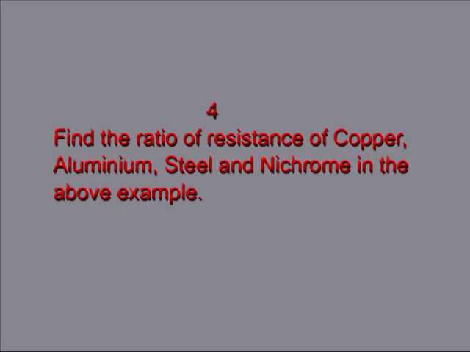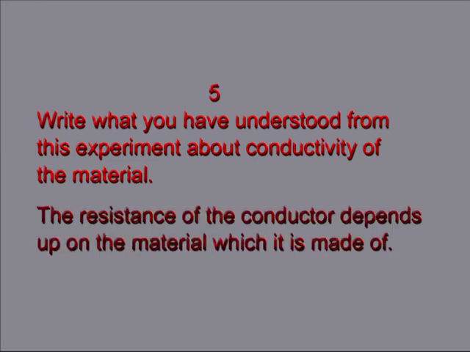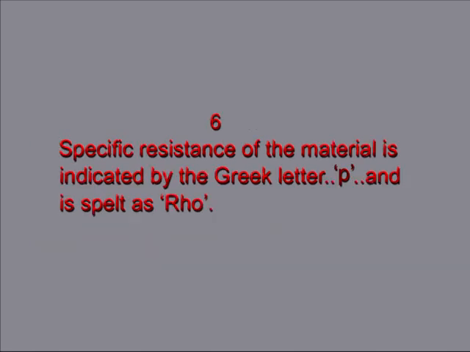4. Find the ratio of resistance of copper, aluminium, steel, and nichrome in the above example. 1 is to 1.6 is to 6.7 is to 60. 5. Write what you have understood from this experiment about conductivity of the material. The resistance of the conductor depends on the material with which it is made. 6. Specific resistance of the material is indicated by the Greek letter P and is spelt as ρ.